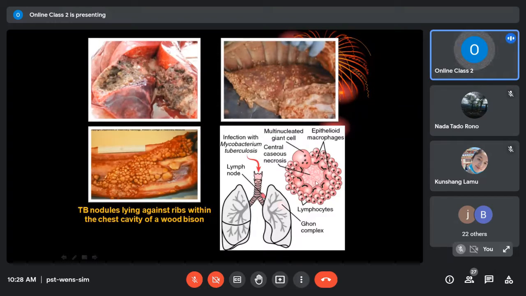So the central part shows this central caseous necrotic lesion, surrounded by many inflammatory cells like macrophages, epithelioid cells, then a few multinucleated giant cells, and lymphocytic cells. And finally, here it is not shown, of course, this area used to be covered by fibrous connective tissue. Then only it will give that kind of nodular form and hard nodular lesions on those affected organs, maybe your lungs, spleen, liver, or any other organs, right?